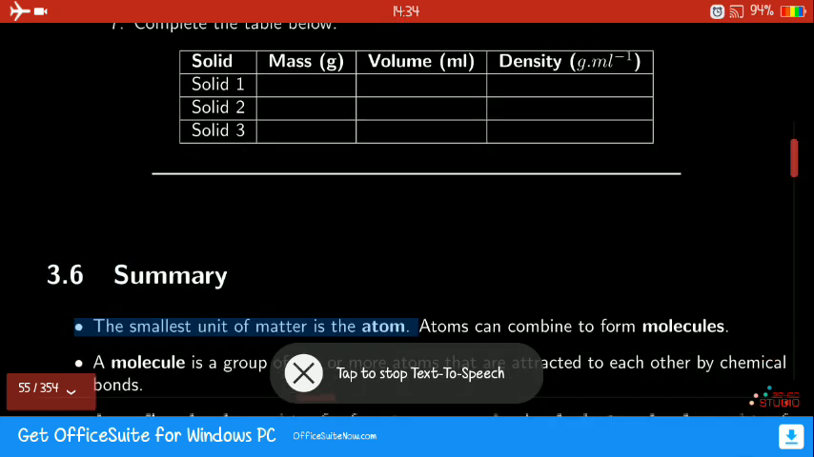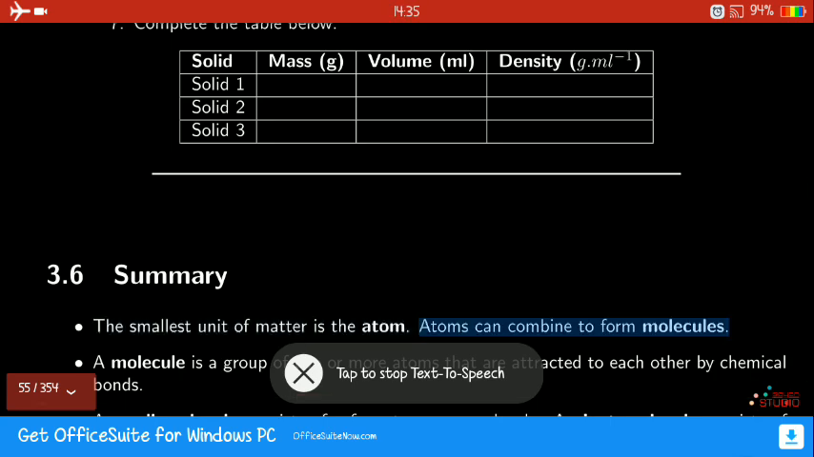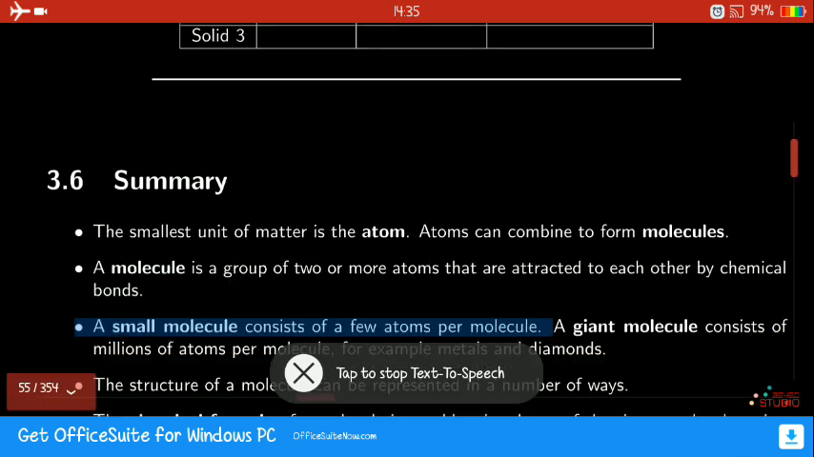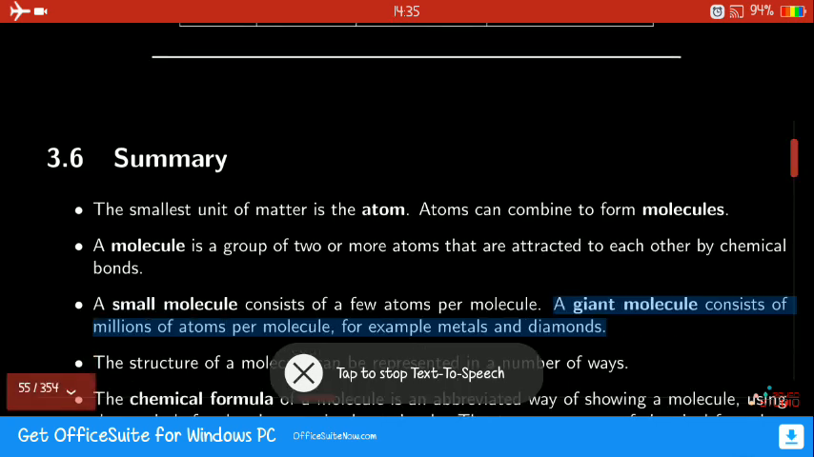3.6 Summary. The smallest unit of matter is the atom. Atoms can combine to form molecules. A molecule is a group of two or more atoms that are attracted to each other by chemical bonds. A small molecule consists of a few atoms per molecule. A giant molecule consists of millions of atoms per molecule, for example metals and diamonds.